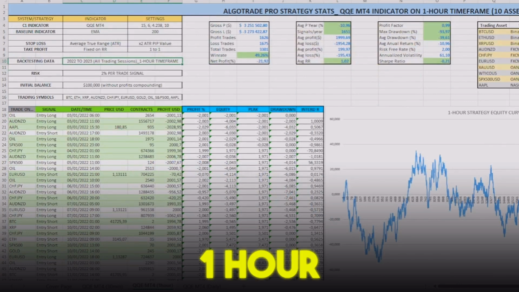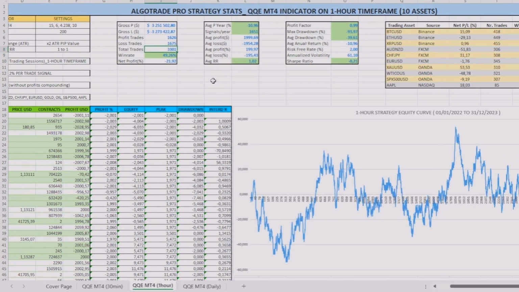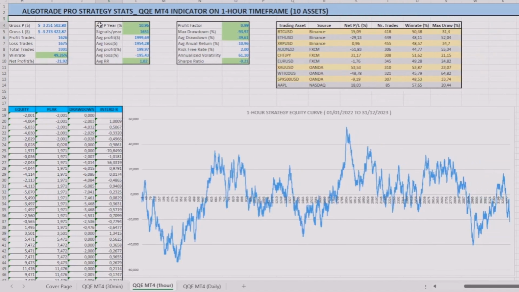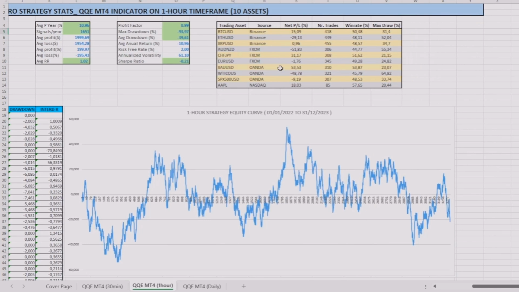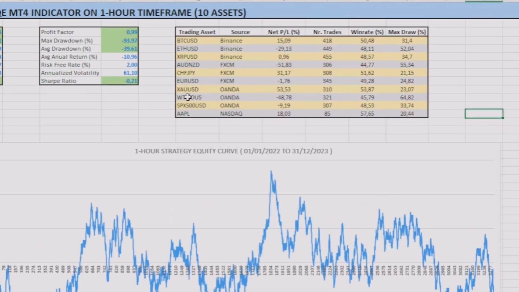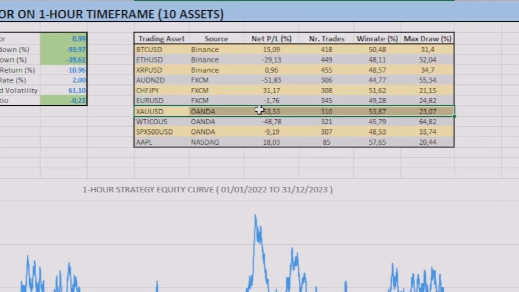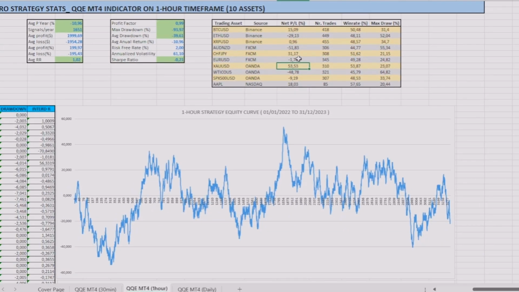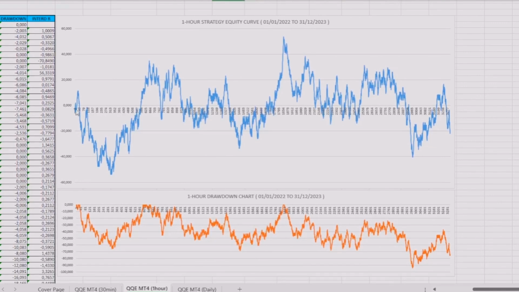Next, in the 1 hour time frame, after 3,300 trades, the indicator achieved a win rate of about 49.26% and a small net loss of 21.92%. Again, here you can find other metrics and also the results from every asset, where gold was, one more time, the best asset, which already shows that for an exclusive strategy for trading gold, this indicator may have potential. Looking at the equity chart, it was better than the previous one, but very flat.